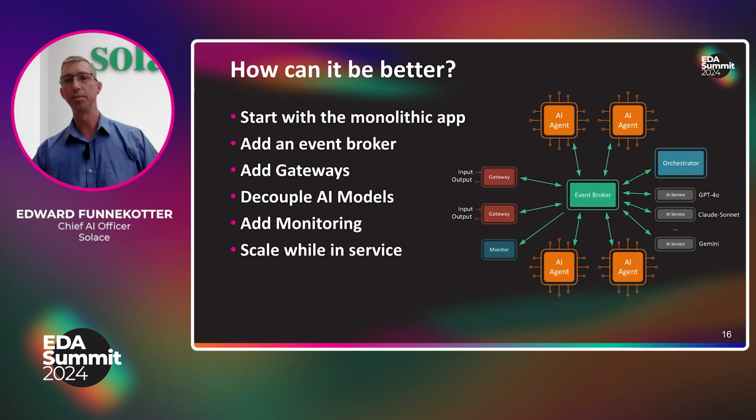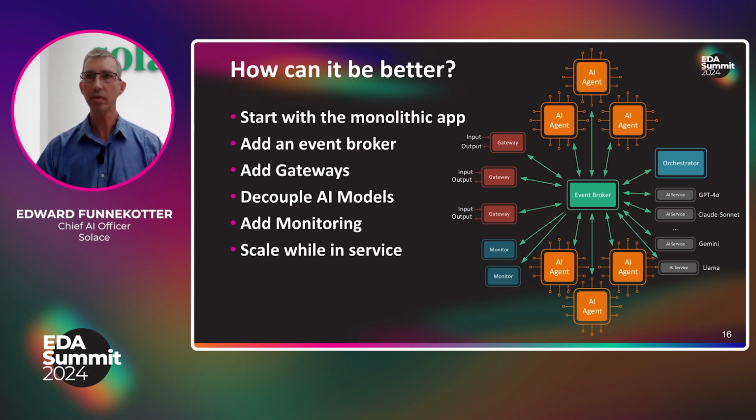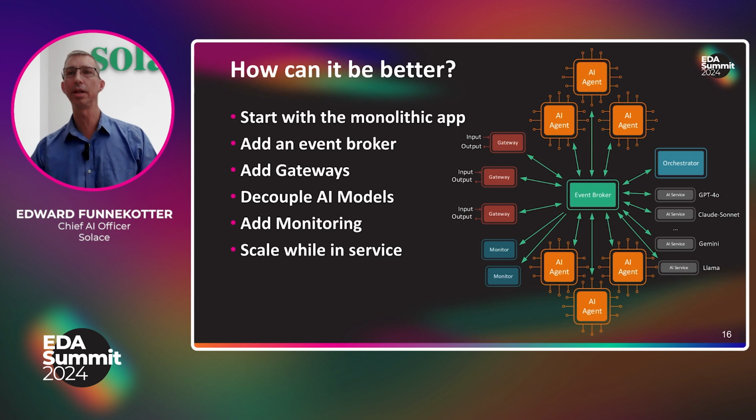Finally, possibly the most important aspect of the system is that we can extend and expand the system while in service. We can add new agents, or new gateways, or new monitors, or new AI services. All of these things can be added on the fly to make the system better and better as time goes on. And these new components will be available for the system as soon as they connect to the event broker and publish their first registration message.